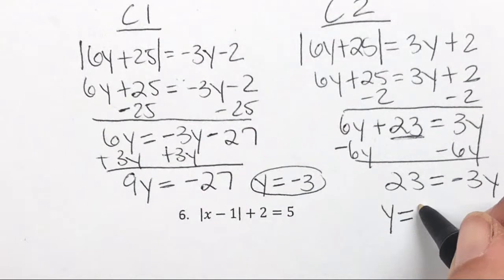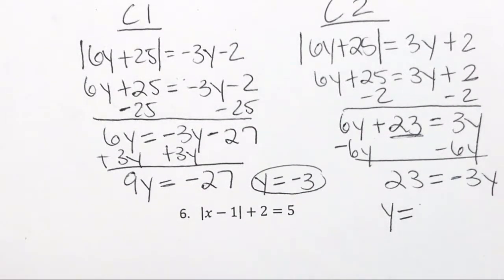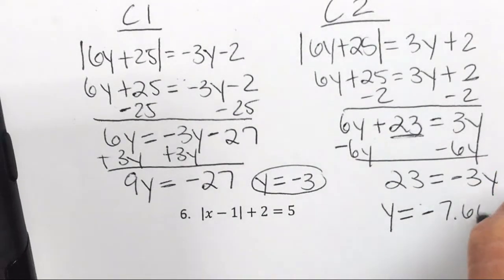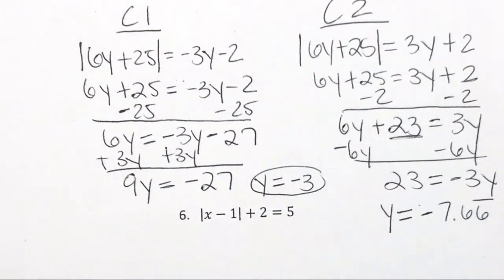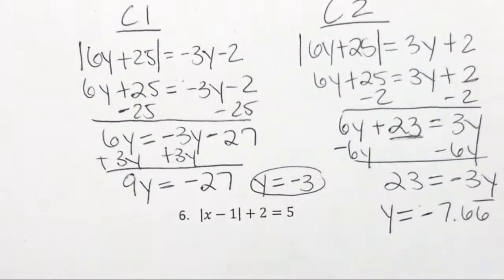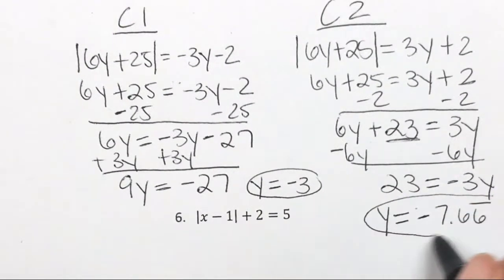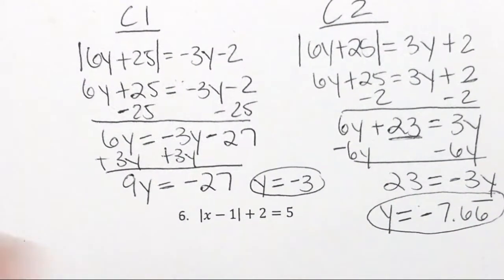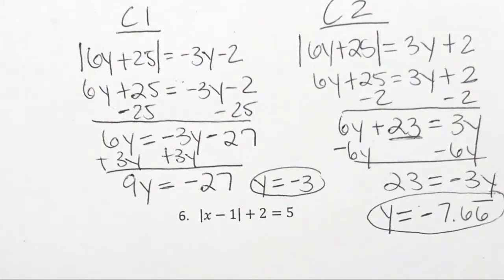Let's just leave it as, well, we can turn it into a decimal if you want to. What's 23 divided by negative 3? Negative 7.66. Okay. There we go. And now we just need to check both of them. And what problem do we plug it into then? The original. Good.